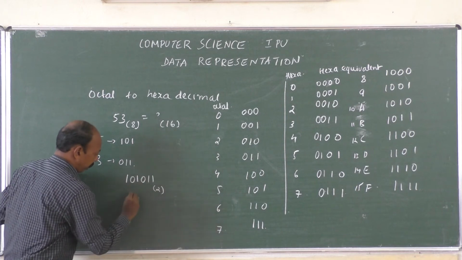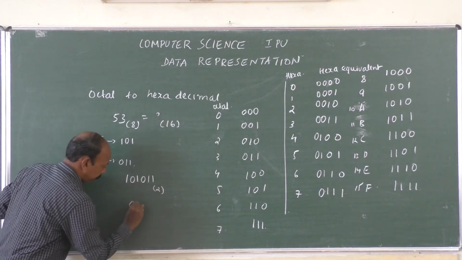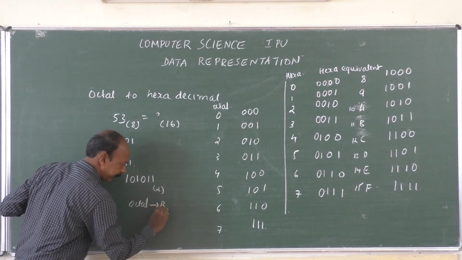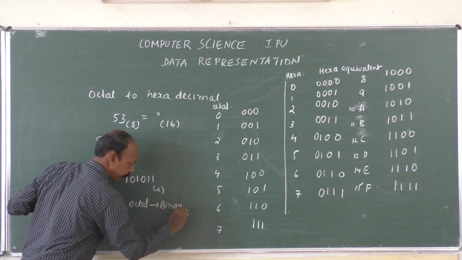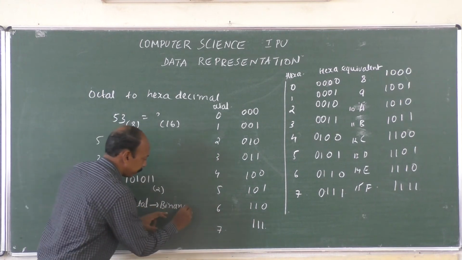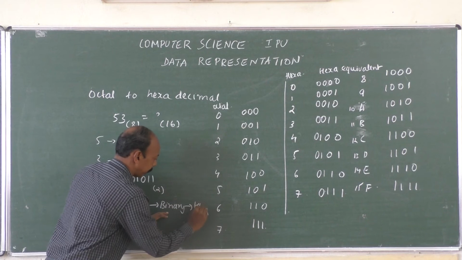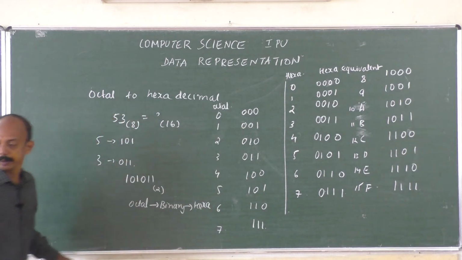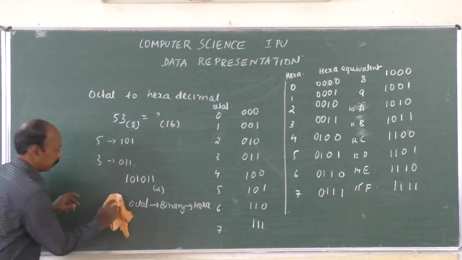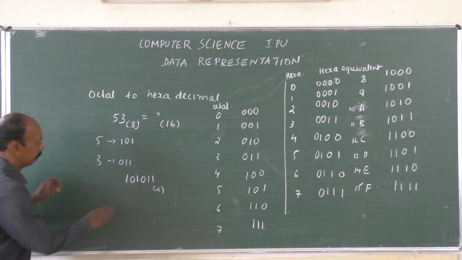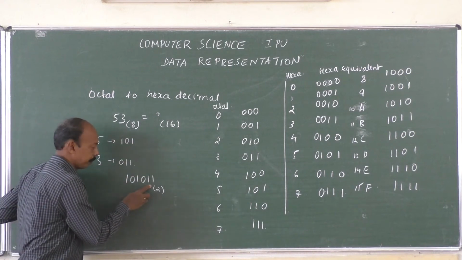So we can write like this: octal will be converted to binary with respect to 3 bits, then from binary that will be converted to hexa. That's why, since we have written it like this, now what is the next step?